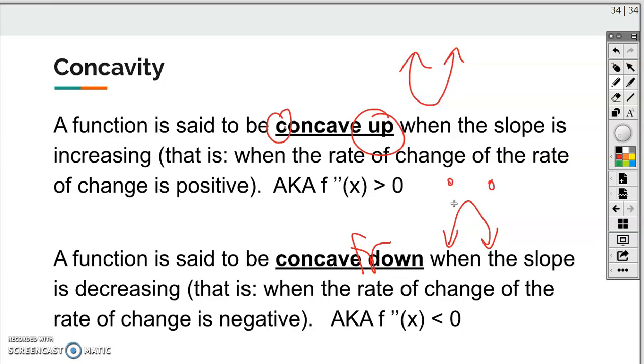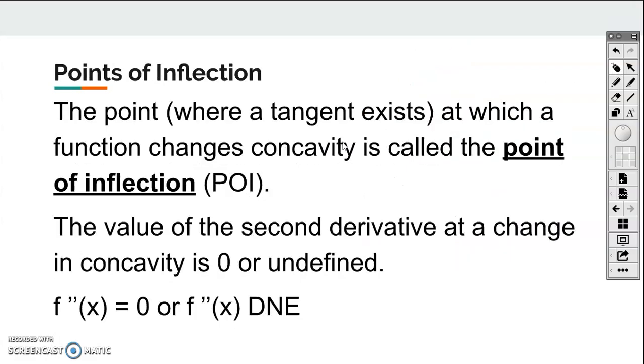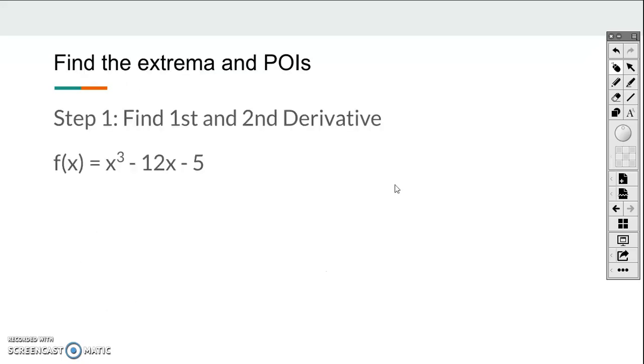If the original function is concave down, the second derivative is negative. If the original function is concave up, the second derivative is positive. The point where a tangent exists and where you switch concavity is called a point of inflection. So if the second derivative is 0 or undefined and it switches from either positive to negative or negative to positive, you've got a point of inflection. So if you switch from being concave up to concave down, that's called a point of inflection.